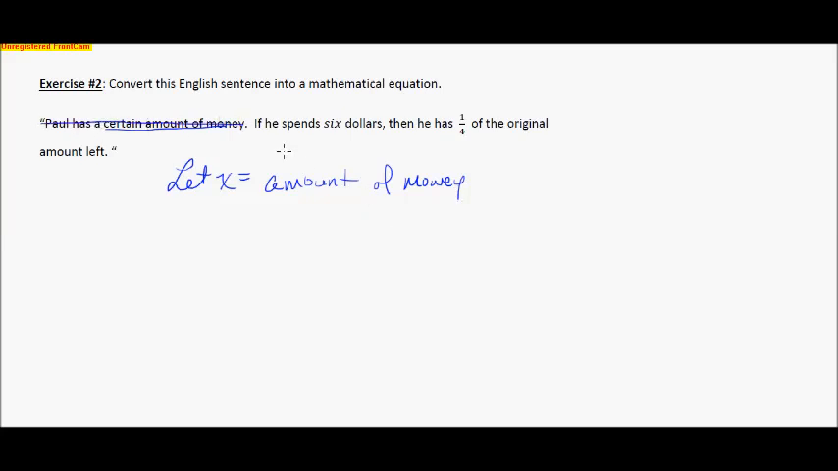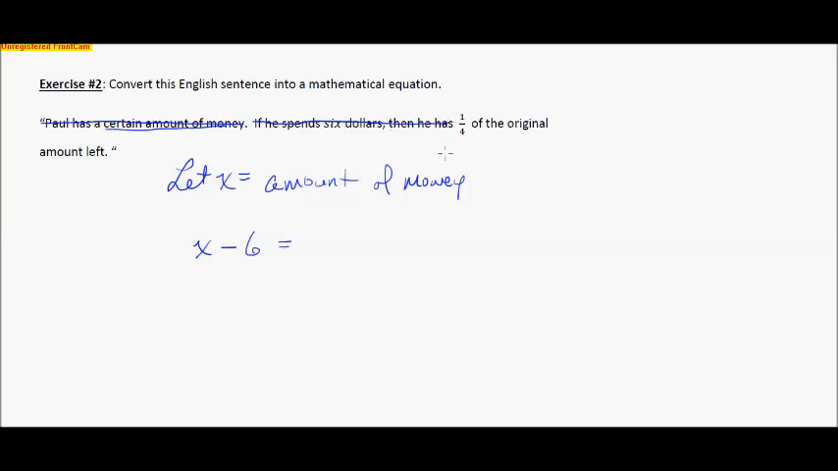I'm going to cross that right out. So if he spends $6, well, he's starting with x dollars. And if he spends $6, no, we're not going to add $6. He's taking money out of his wallet. He's giving it away. So he's going to spend $6, so that means I'm going to take away $6. So now I've done this part right here. Alright, then I come into then he has. Well, that's another way of saying this is equal to, so I'm going to cross that out.